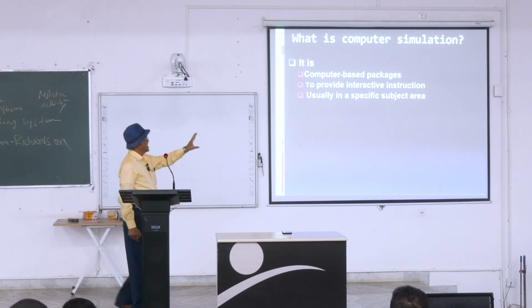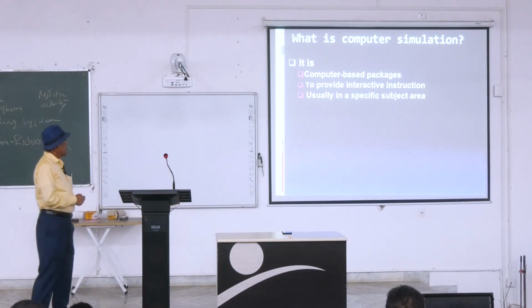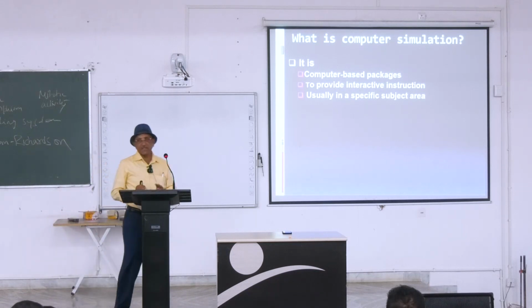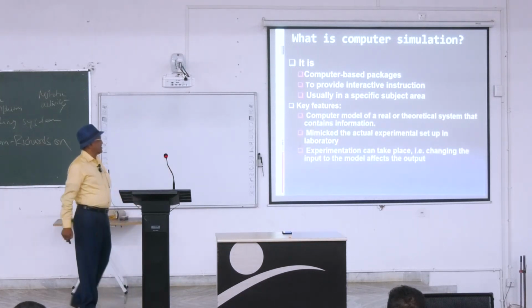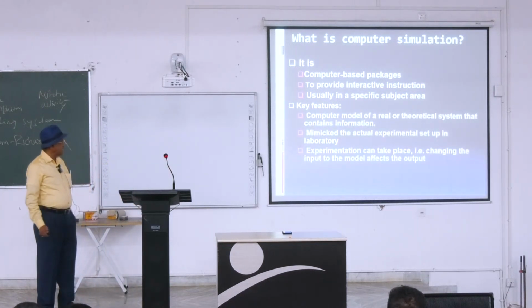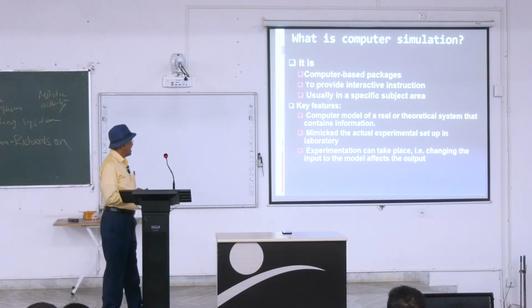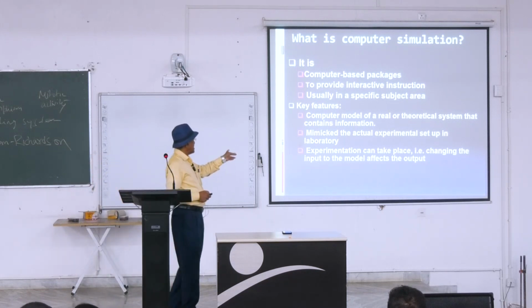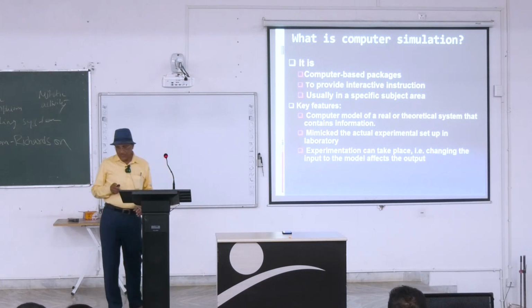So it is a computer-based package to provide interactive instruction, usually in a specified subject area, that is CAL. It is a computer model of a real or theoretical experimental system that contains information mimicking the actual experimental setup in a laboratory. Experimentation can take place by changing the input to the model, which affects the output.